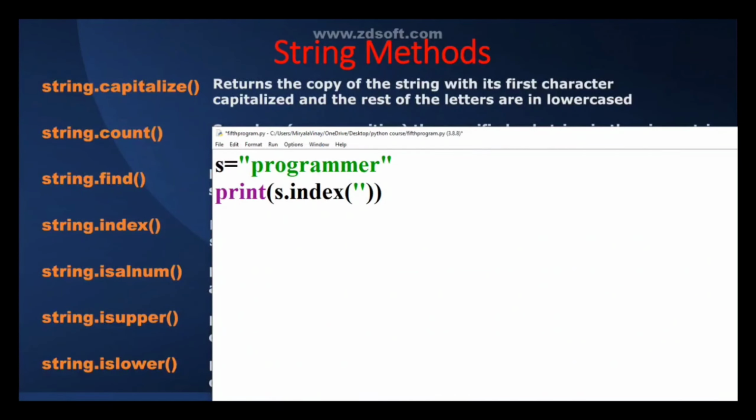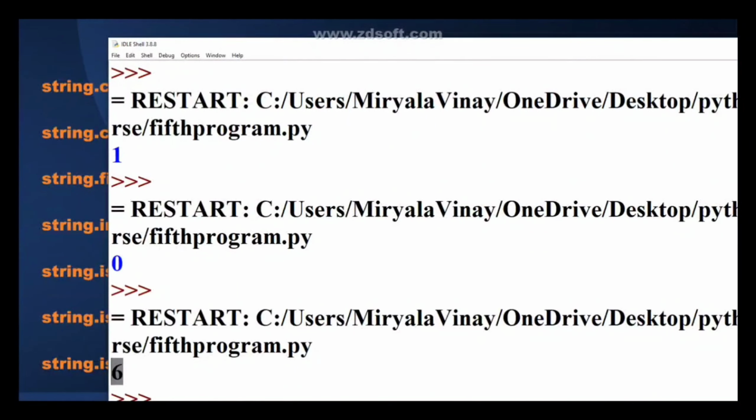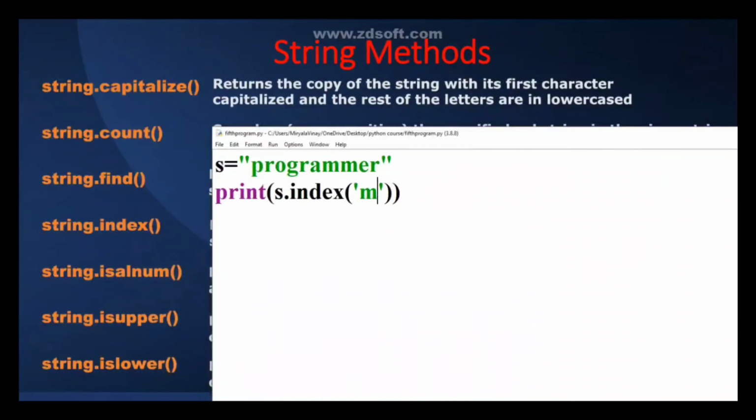Whenever I change this p to m, as you can see I am passing m, with values like 0, 1, 2, 3, 4, 5 and 6, the output will display 6, because the index function chooses the first occurrence of the string in the main string. The first occurrence happened at 6, that is why it prints 6 as output. You can see the output is 6 only.